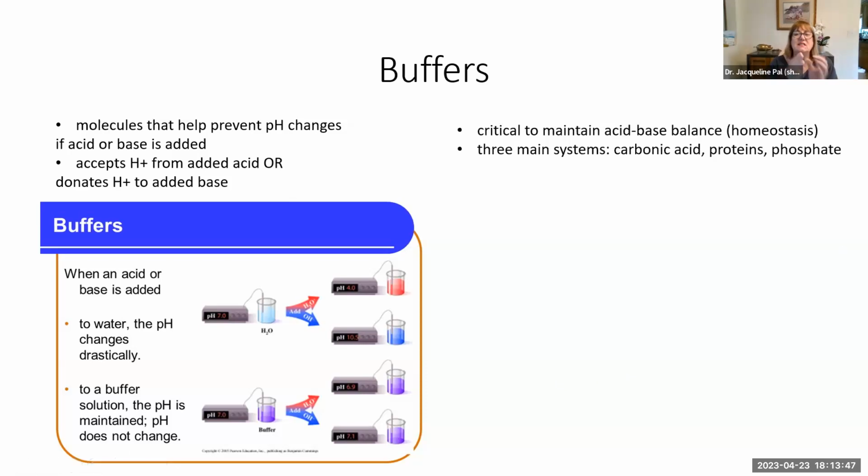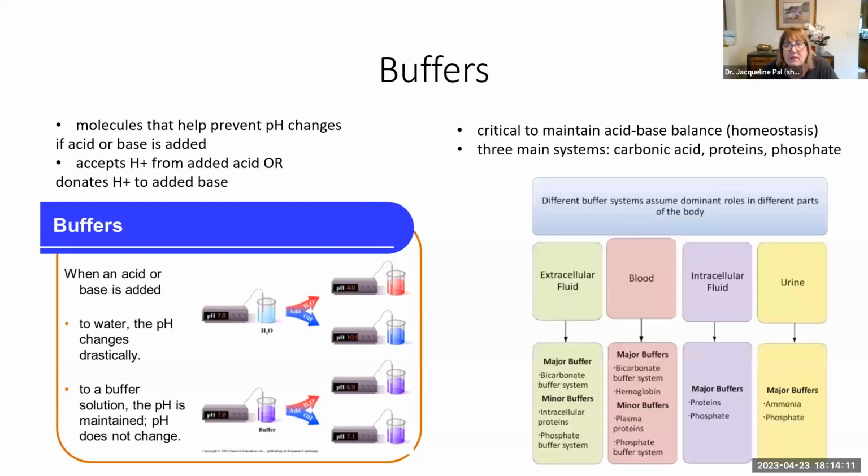And so this is critical for us to maintain homeostasis, to have these buffer systems. And in our human bodies, we have 3 main systems. One has to do with carbonic acid, which is an equation, which hopefully you know: carbon dioxide and water forming carbonic acid, which then spontaneously dissociates into a bicarbonate ion and a hydrogen ion. Our proteins are also buffers, and then we also have a phosphate buffer system.